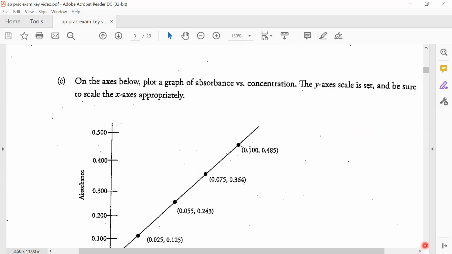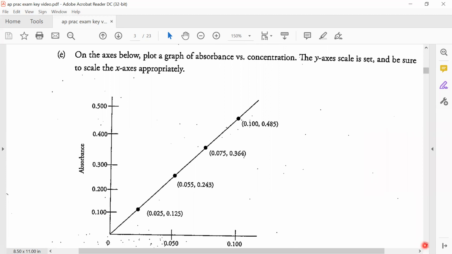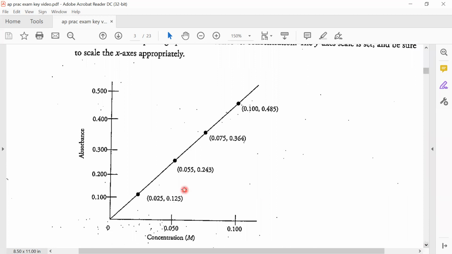All right, now we're asked to plot absorbance versus concentration. So we can just take our data and plot that. Just looking at this, absorbance and concentration on the axes. Now it says to have the right increments. This is off in its increments. This definitely looks a lot bigger than this. So hopefully you're not that sloppy when you draw things.